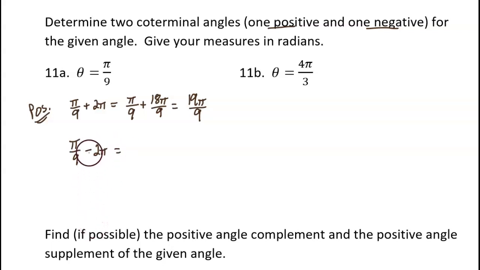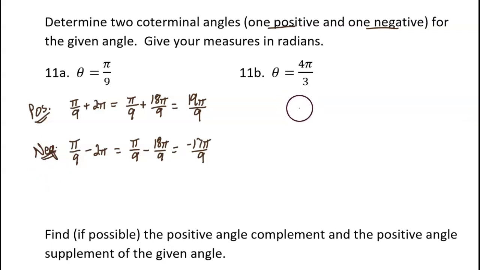Well, again, this is subtraction and this is a fraction, so we need common denominators. Let's think of this as pi over 9 minus 18 pi over 9. And then subtract. Negative 17 pi over 9. And this one is a negative angle. So we can use that measurement as our negative one.